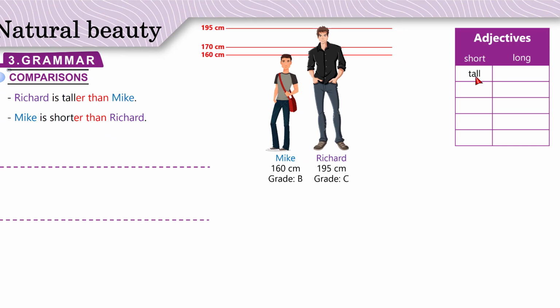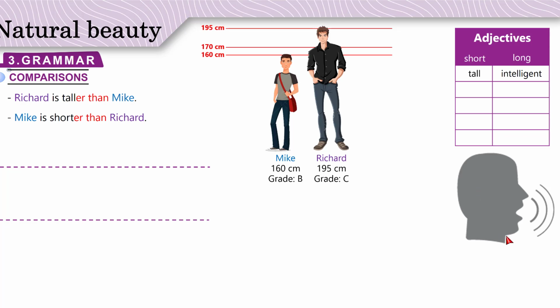Tall is a short adjective. Now we will use a long adjective like intelligent. Intelligent means smart. Who is smarter, Richard or Mike? Mike is a grade B student, whereas Richard is a grade C student.